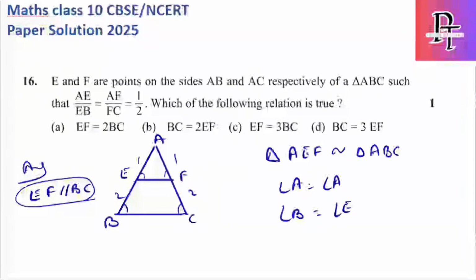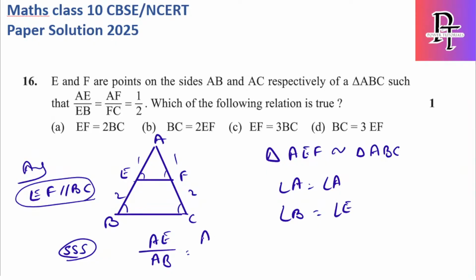Okay, so as these two are similar, then I can write exact relations, that is the SSS property, that is, ratios of corresponding sides are equal. Then for AE I can write it this way: AE by AB should be equal to AF by AC should be equal to EF by BC.